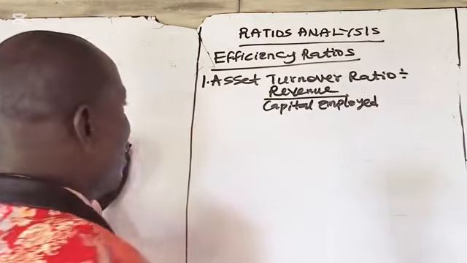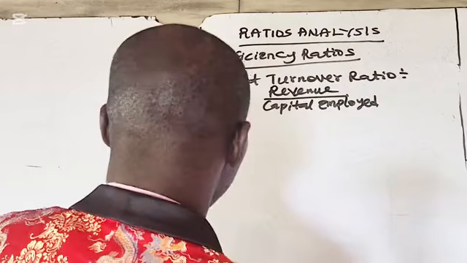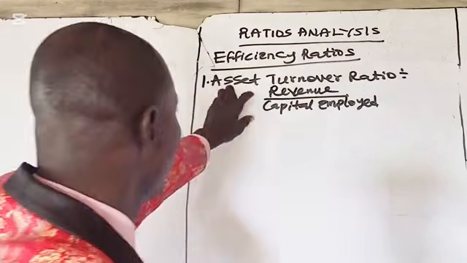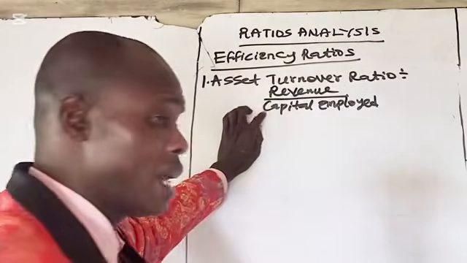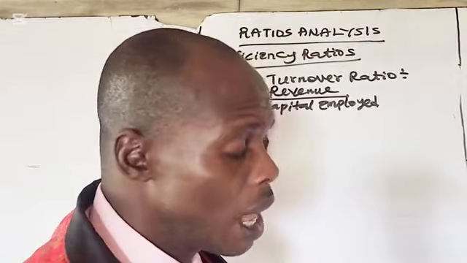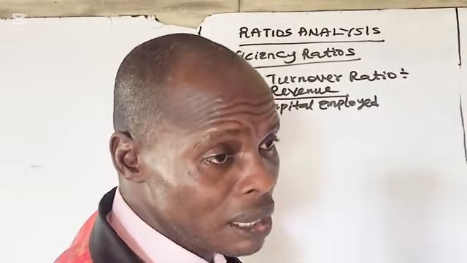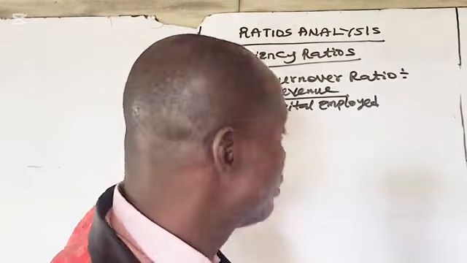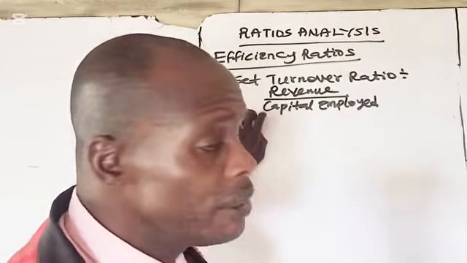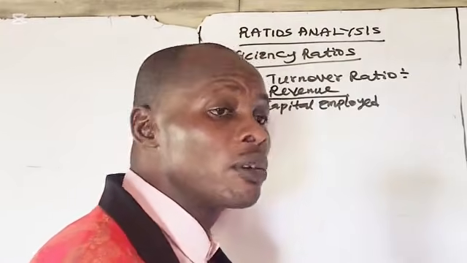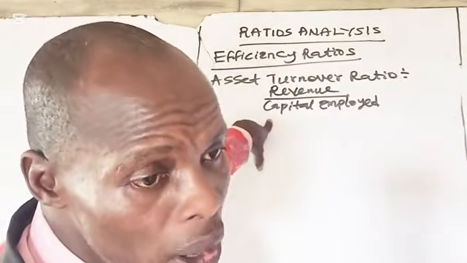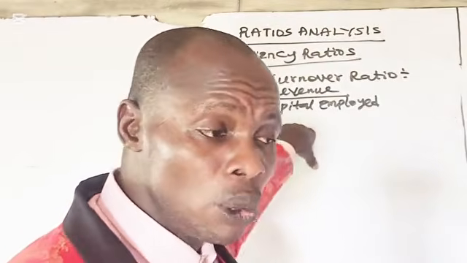In my first video on ratio analysis and interpretation of financial statements, I examined what capital employed means. I told you, you can say capital employed is total assets. And if the business is financed with only equity, then capital employed will be equity. And if the business is financed with a composition of equity and debt, capital employed will be equity plus interest-bearing loans.